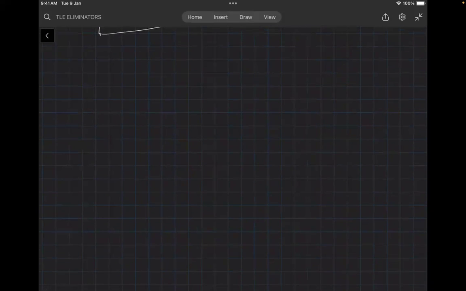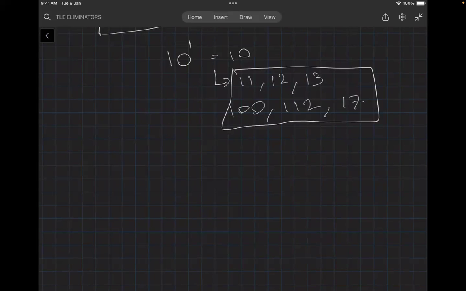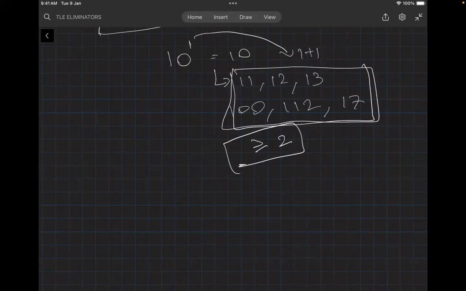Let's say we are looking at 10 raised to 1, which is basically 10. So what are the elements? It's 11, 12, 13, 100, 1, 2, 17. So what does this mean? Any number such that the number of digits is greater than or equal to 2, or basically greater than or equal to 1 plus 1, not with leading zeros, not like 001. It should be a proper number.